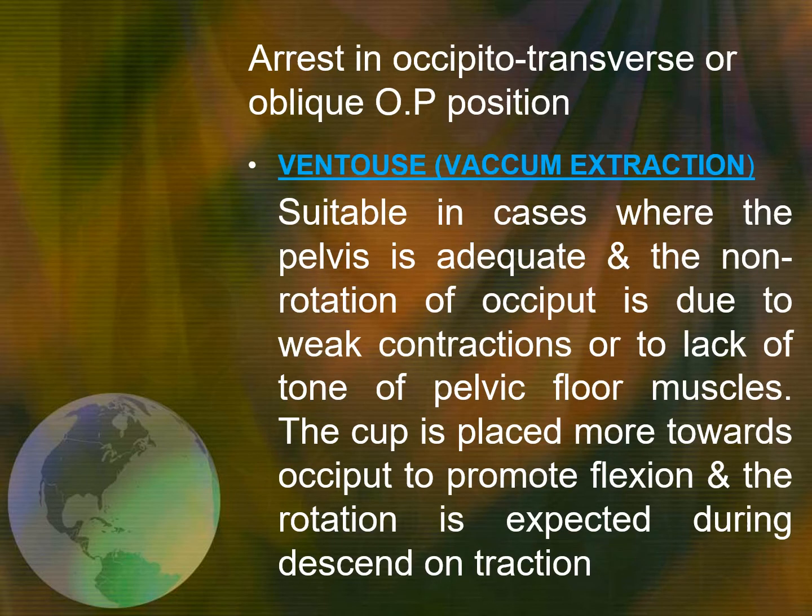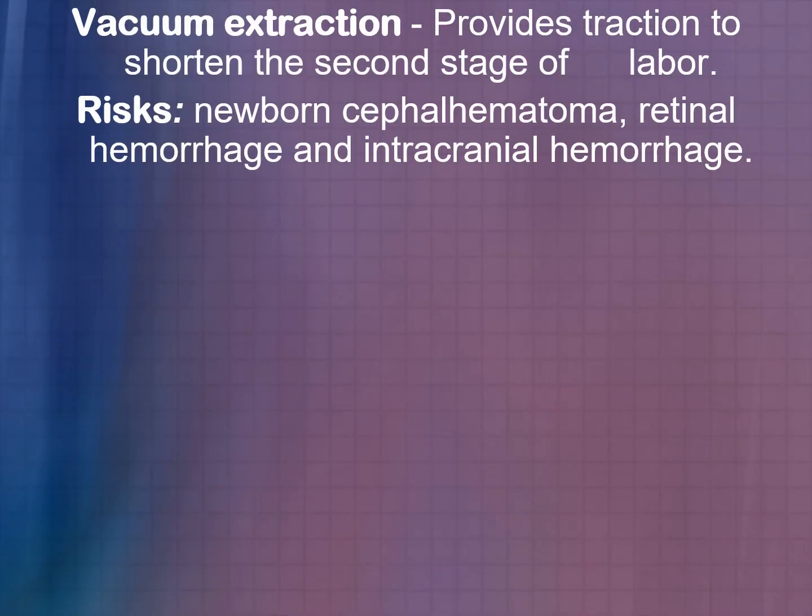And if arrest is occurring, first you can try for the ventouse or vacuum extraction. In suitable cases where the pelvis is adequate, and if the non-rotation of the occiput is due to weak contraction or due to lack of tone of pelvic floor muscles, you can apply the vacuum or ventouse, and that leads to the descent, and it will promote the rotation.